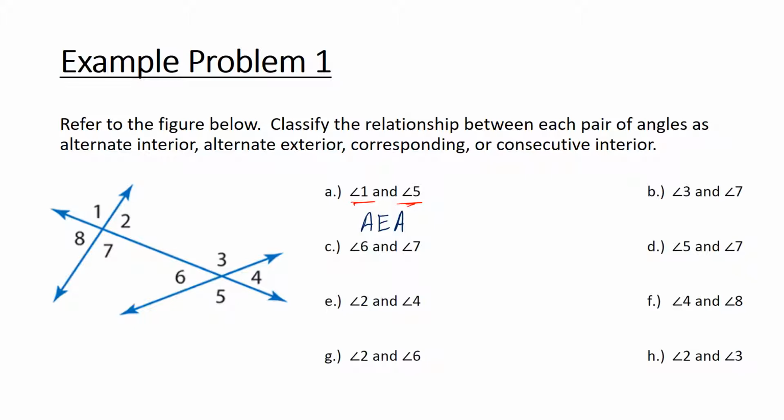In question B, we're going to look at angle 3 and angle 7. Now they're also going to be using this line as your transversal. They're both in the interior and they're on different sides of the transversal. So these have to be alternate interior angles.